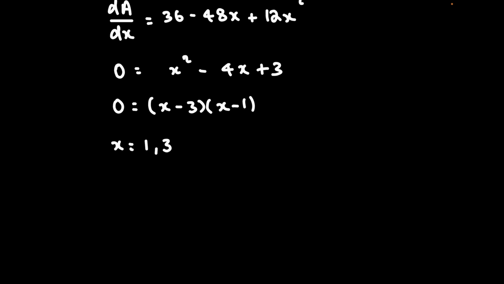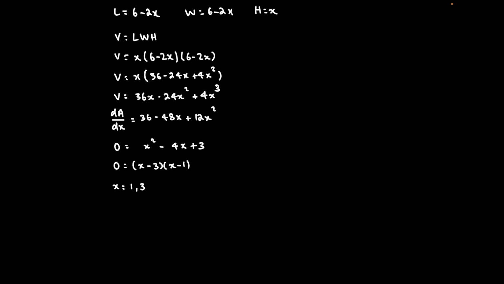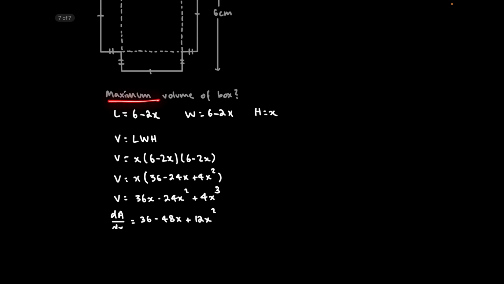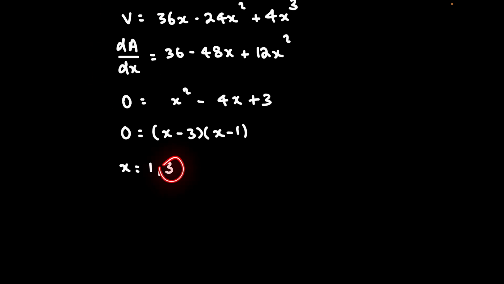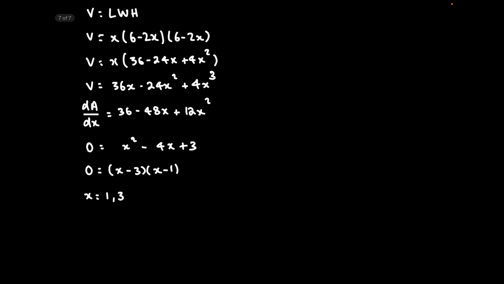So which one of these two values makes the volume a maximum? Well, you would expect it to be the value of x that is bigger, right? You would expect x equals 3 to give you the maximum and x equals 1 to give you the minimum. Well, not so fast. Okay, we have to verify this using the sign test.